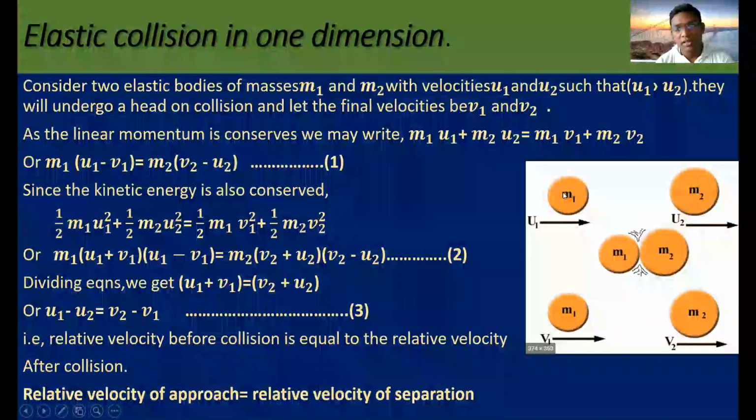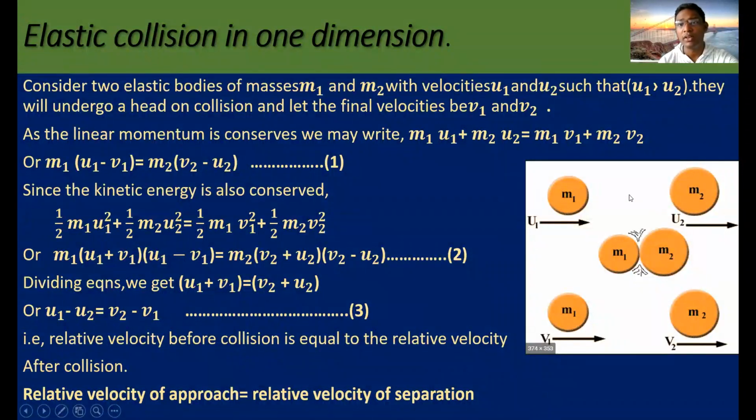These are two bodies, m1 and m2, and they both are moving in the same direction with initial velocities u1 and u2 respectively. m1 was moving with a velocity of u1, and m2 was moving with a velocity of u2, such that initially u1 is greater than u2, meaning the first body is moving at a speed greater than the second body. So what will happen after some time? Definitely m1 will collide with m2.